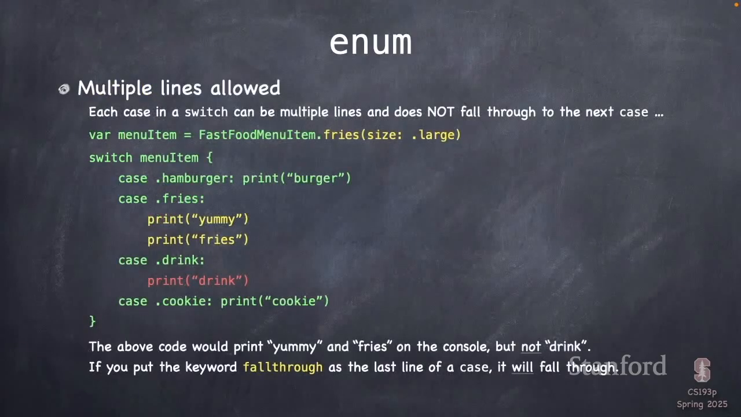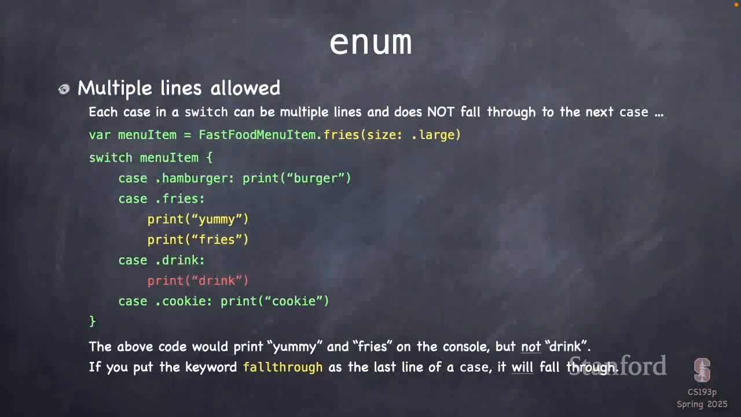Now, I've done one-liners, right? Case hamburger, print burger. But you can actually have multiple lines. Case fries, print yummy, print fries. And one thing that's different from switches in a lot of other languages is this does not fall through. So if I have the menu item is fries, like there, you see in yellow it's fries, it's going to print yummy fries, not drink. It's not going to fall through and print drink right there. There is a keyword fallthrough that I could put after print fries that would make it fall through, but I don't recommend ever doing that.